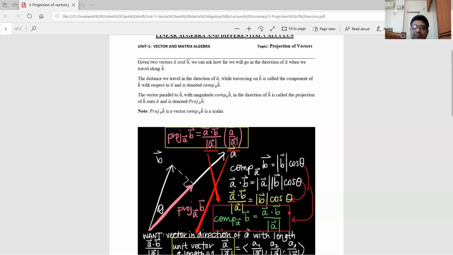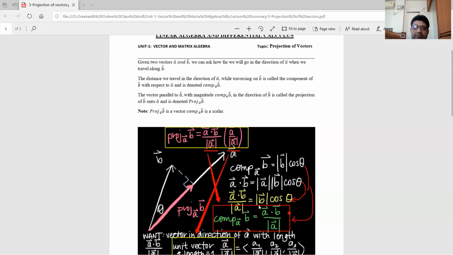That is the component of B bar with respect to A bar. So what is cos theta? Cos theta is the adjacent side, the component of B bar with respect to A bar, divided by the hypotenuse. What is this hypotenuse? The length of the vector B bar, that is nothing but mod B bar. Therefore, if you cross multiply, because cos theta is the component of B bar with respect to A bar by mod B bar, I am going to get this equation.